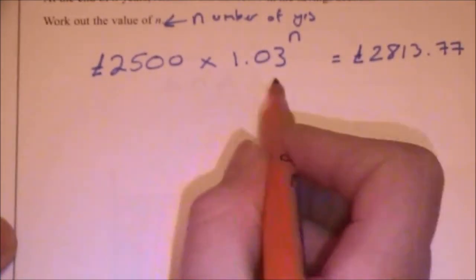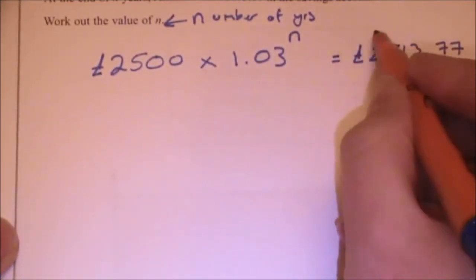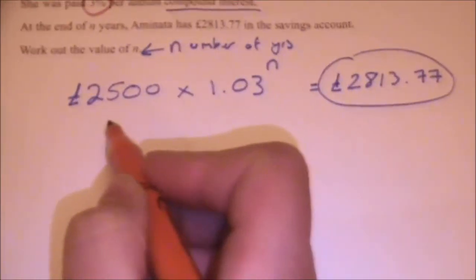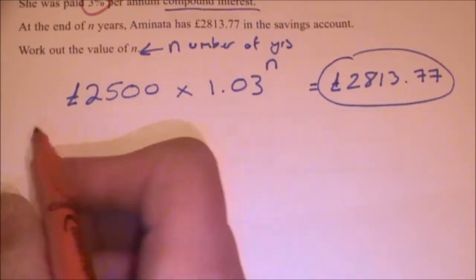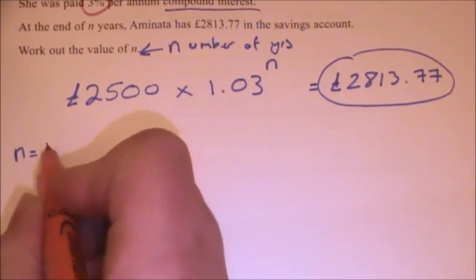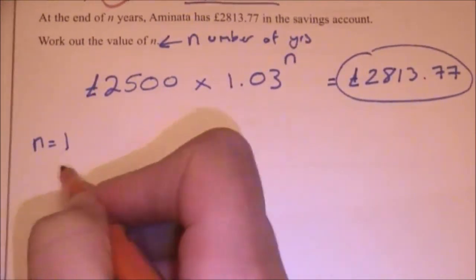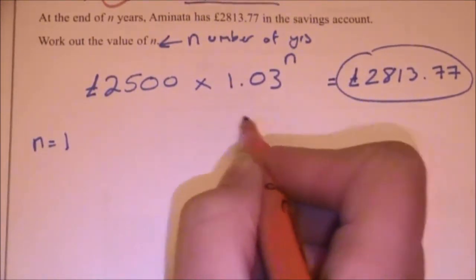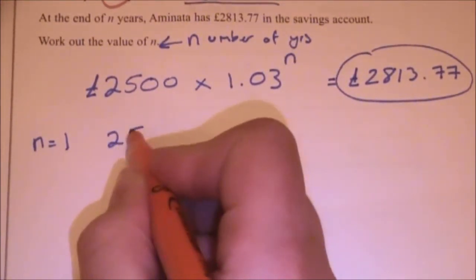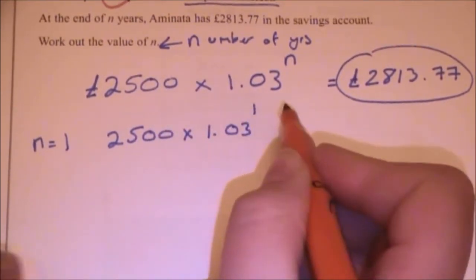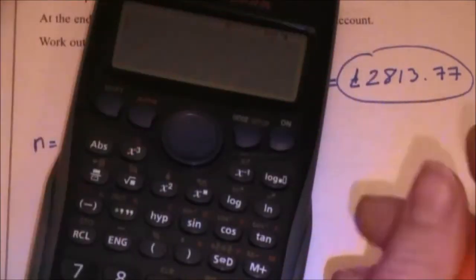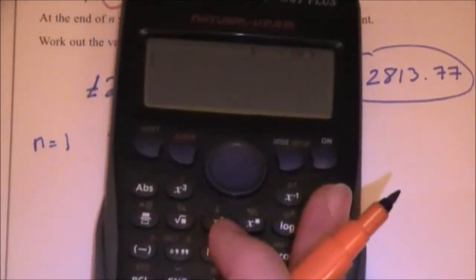I'm going to say, first of all, if I know that is what she needs to get to, and that's the starting amount, I'm going to see, after 1 year, so n equals 1, how much money would I have? So I put in my calculator 2,500 times by 1.03 to the power of 1. So let's set that up on the calculator.